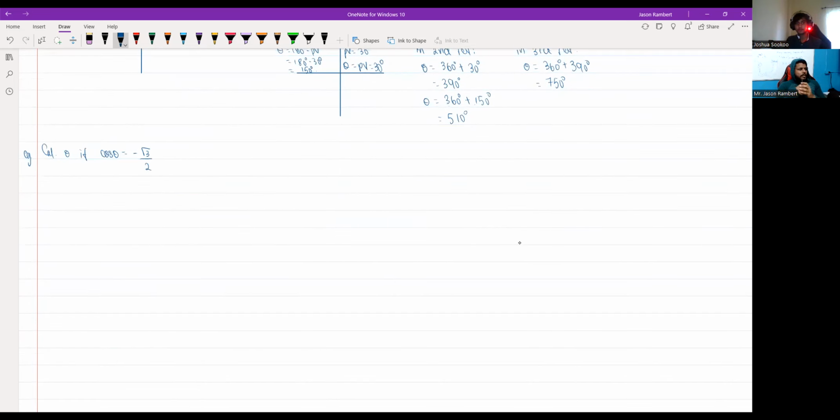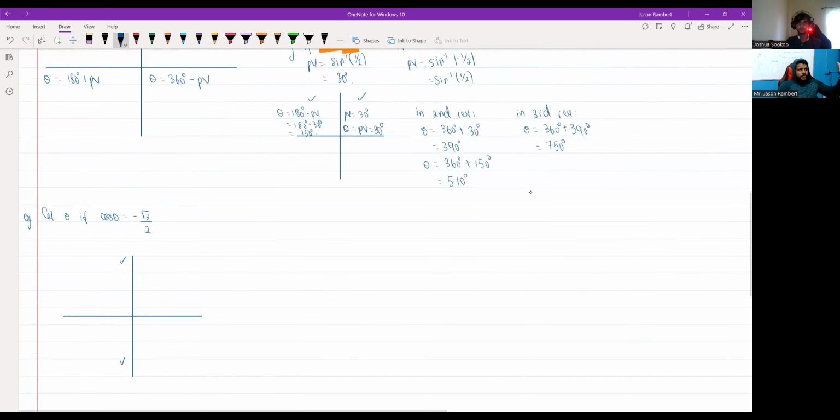Down here, I'm seeing cosine theta is negative. So where's cosine theta negative? Well, it's negative everywhere else other than where it's positive. I know All Students Take Calculus, so I know cosine is positive here and here. Therefore, cosine is going to be negative here and here. So that is where I'm looking for solutions: in my second and my third quadrant.